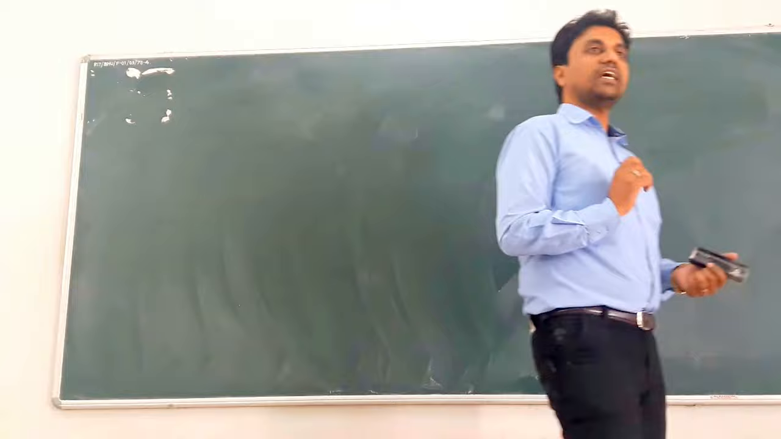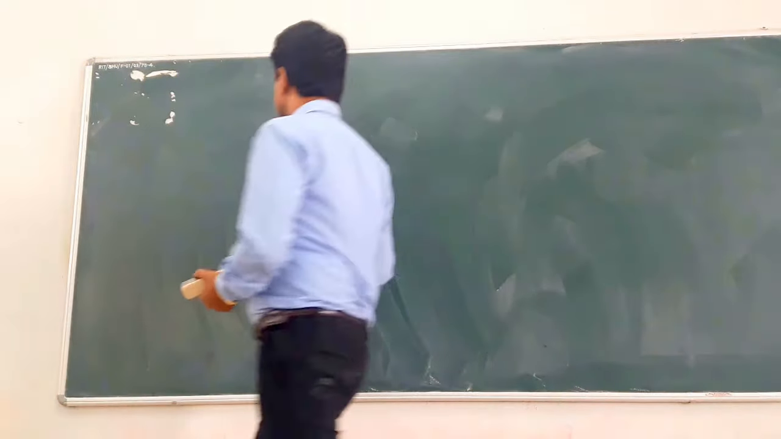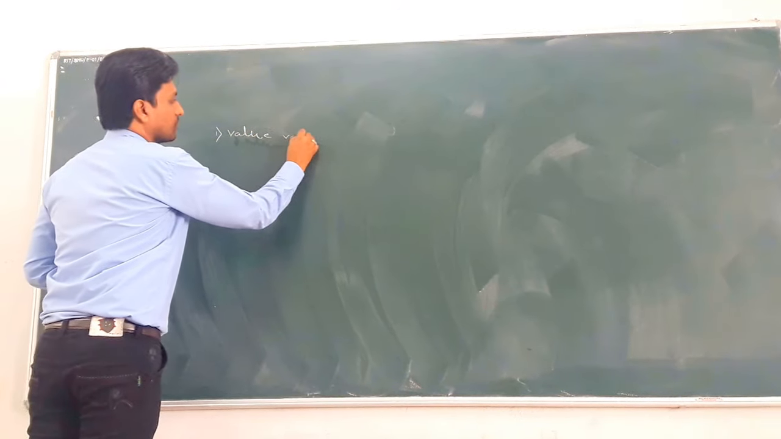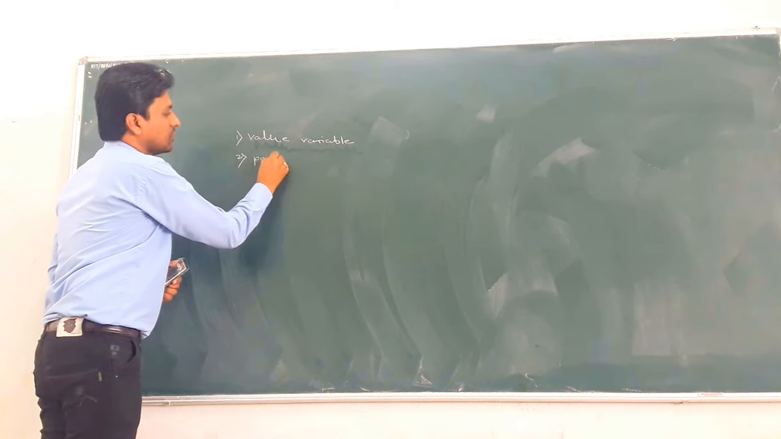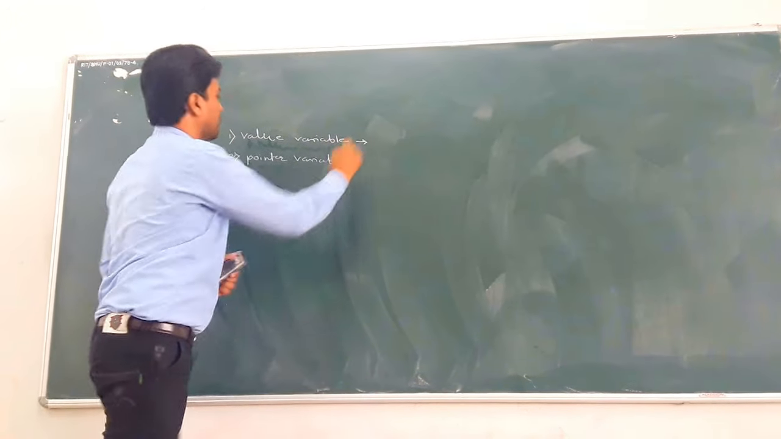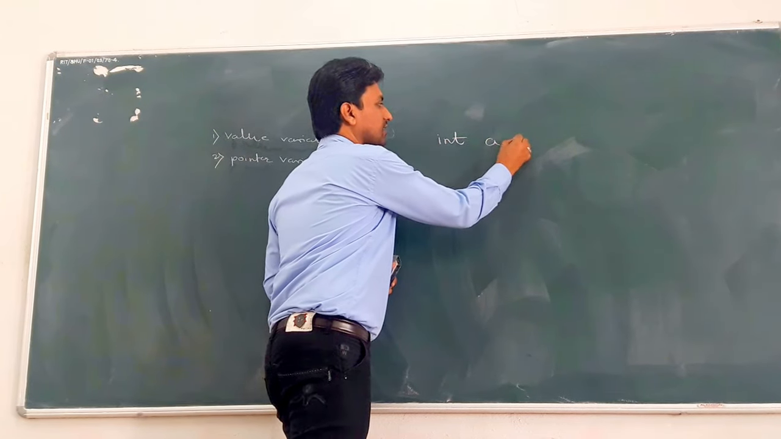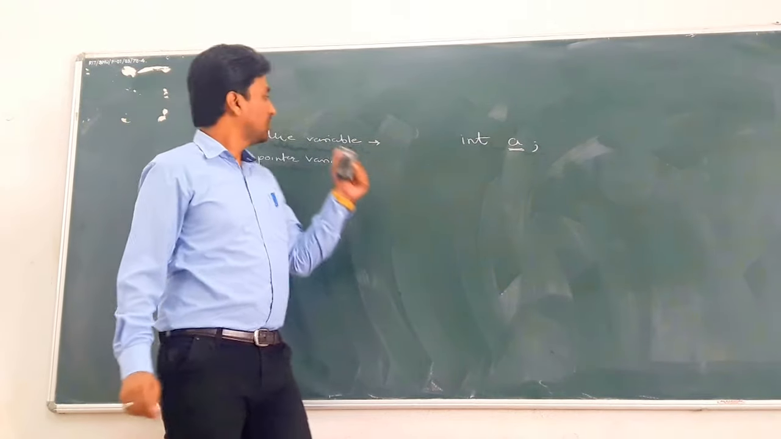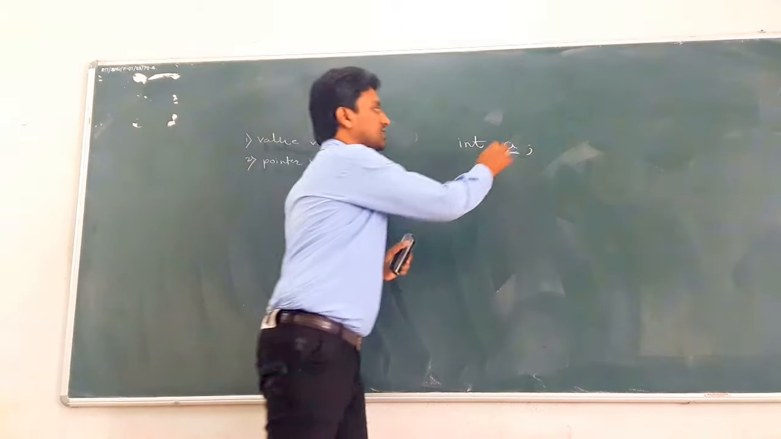That means in C language there are two types of variables. The first type is called a value variable. The second type is called pointer variables. First, the value variable. That means if you write int a; this a is a variable, called a value variable or simple variable, which stores a value.